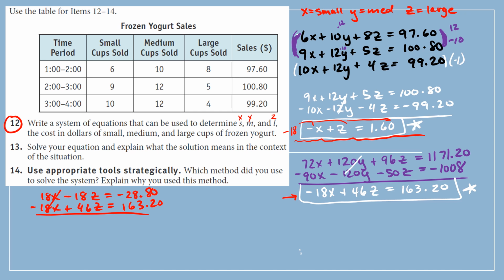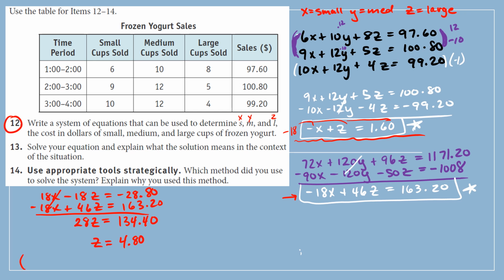Negative 18z and 46z should give you 28z. And then negative $28.80 plus $163.20 should give you $134.40. And when you divide both sides by 28, how lucky do we get? $4.80.